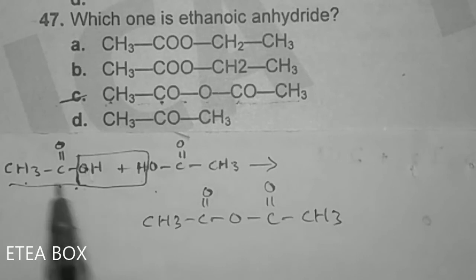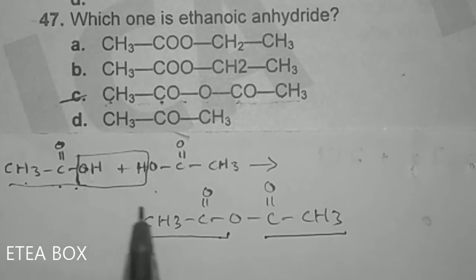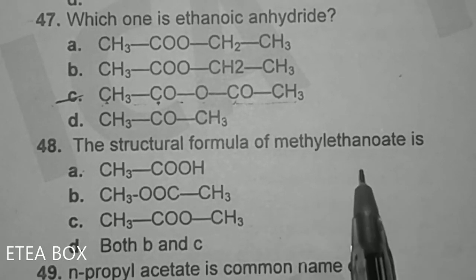So ethanoic acid and ethanoic anhydride. You have to take this one and this one. So you have to name it like ethanoic acid and ethanoic anhydride. So option C is correct. Look at the 48. The structural formula for methyl ethanoate is. Now this one means that this is an ester.